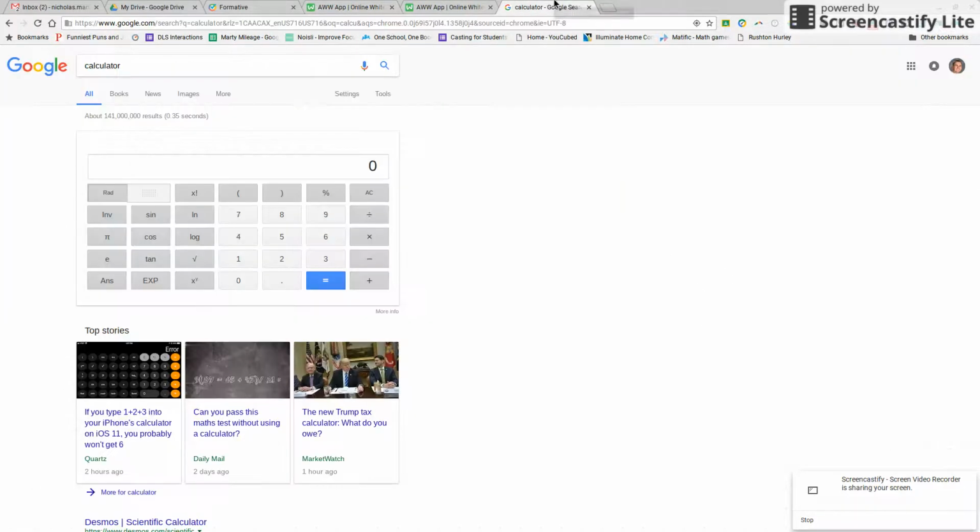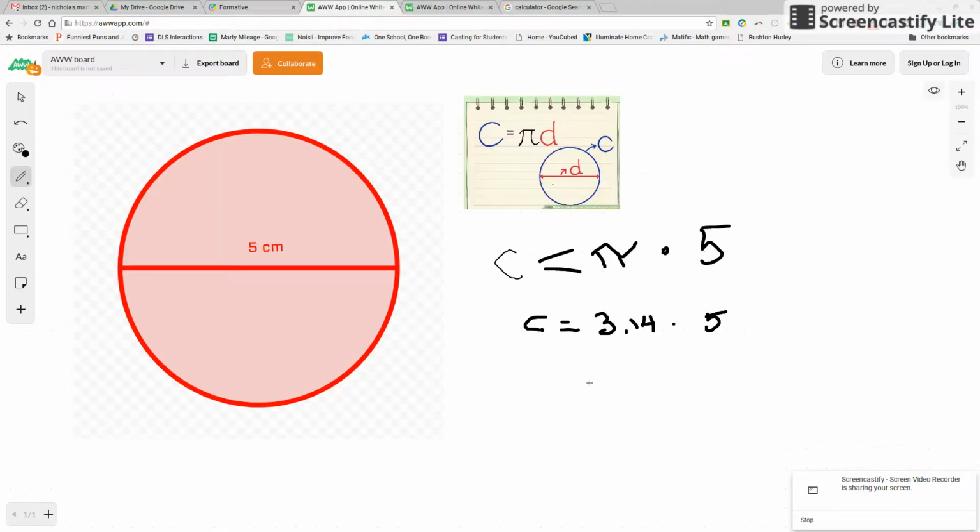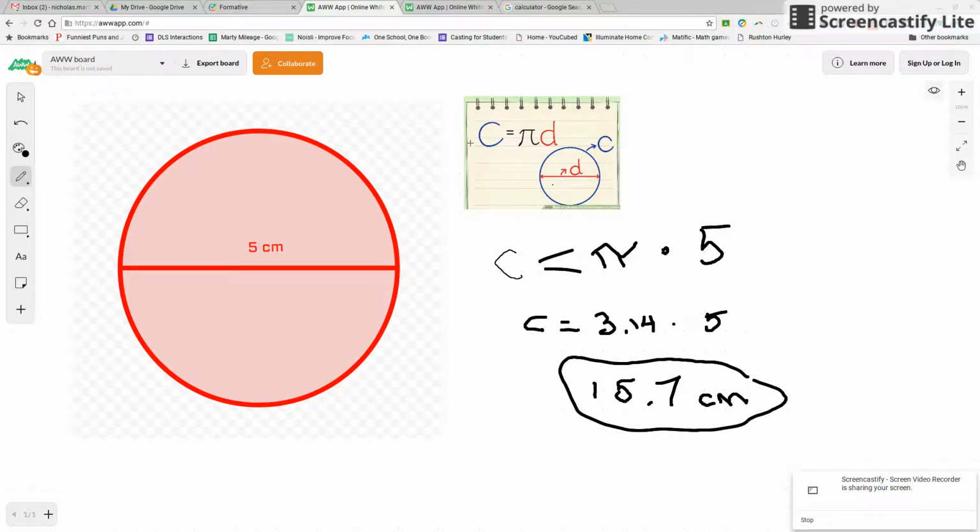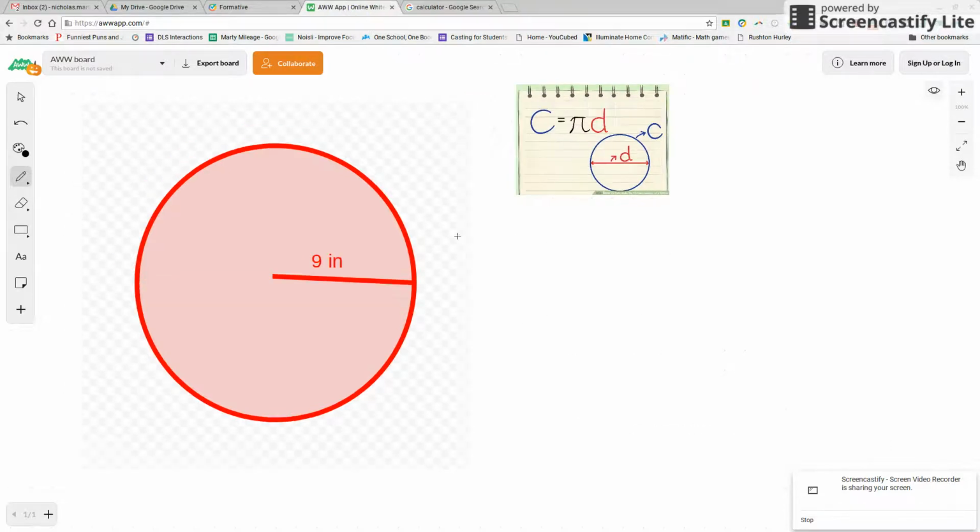Now, that's kind of hard to do in your head, so it's totally fine if you go to the calculator. 3.14 times 5 gets me my circumference of 15.7. We're working in centimeters, so I have to make sure I put that label onto the end. So it's a pretty easy formula.